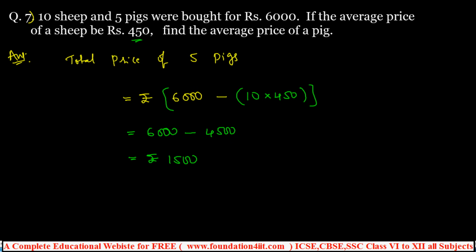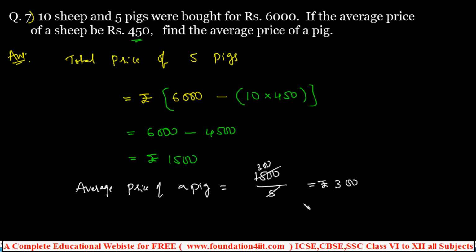Now it's easy to find the average price of a pig. The sum is 1,500, and the total number of pigs is 5. 1,500 by 5 is 300. So rupees 300 is the average price of the pig. These are the ways we can solve these problems.